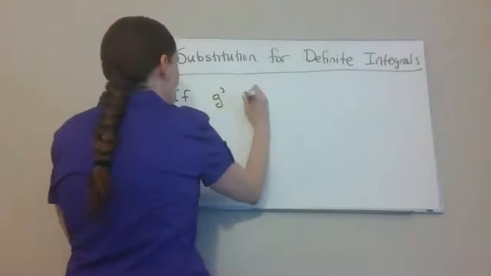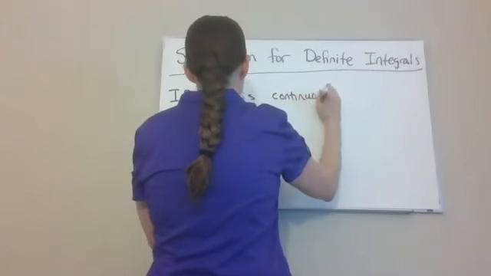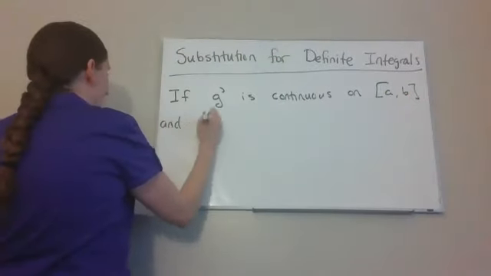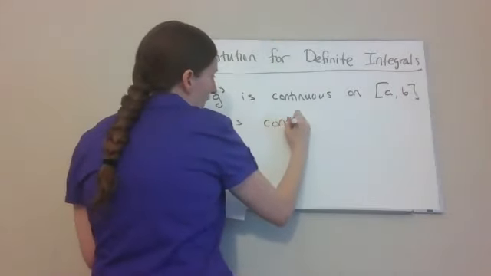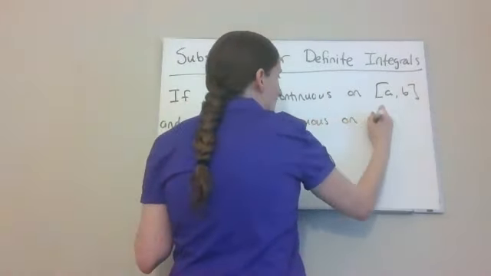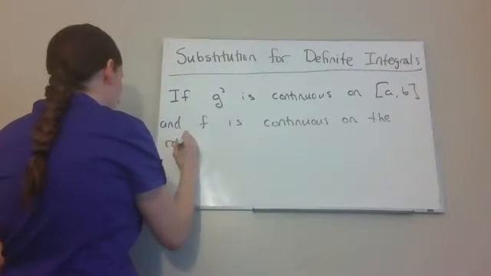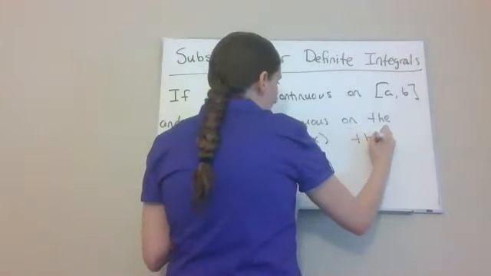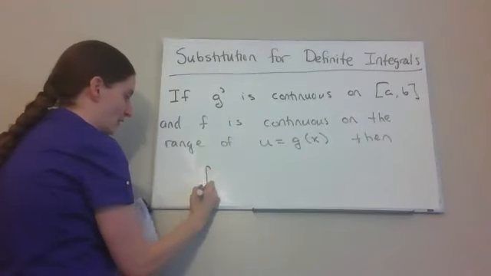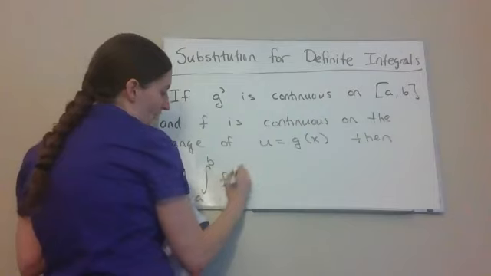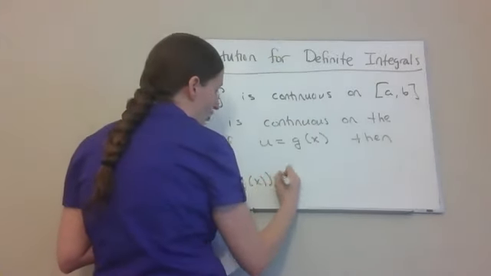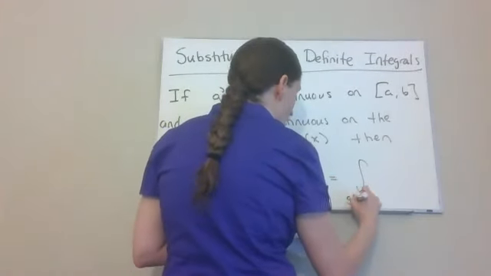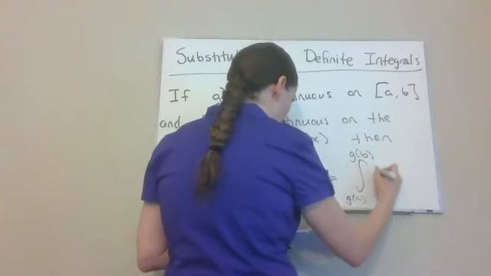If g prime is continuous on the interval [a, b], and f is continuous on the range of u equals g of x, then we have the definite integral from a to b of f of g of x times g prime of x dx is equal to the integral from g of a to g of b of f of u du.